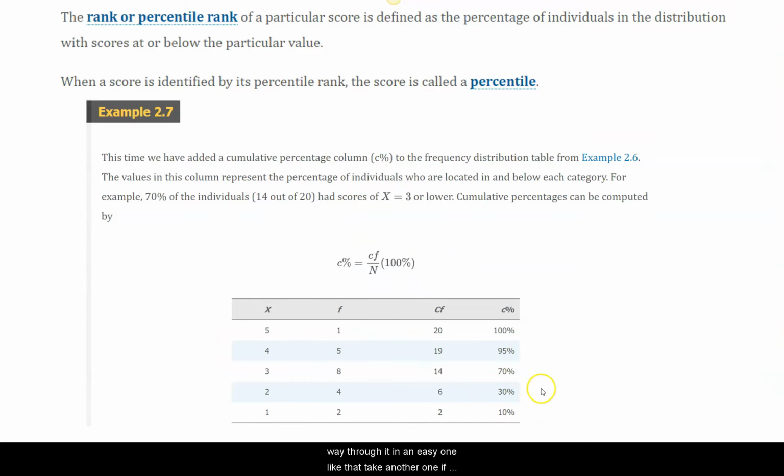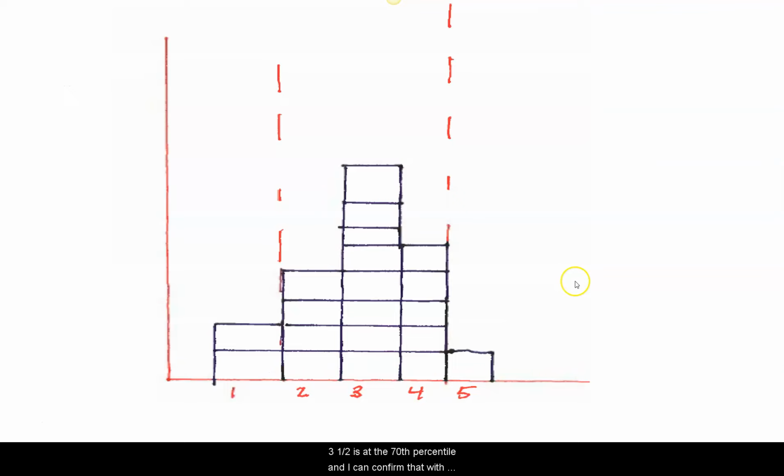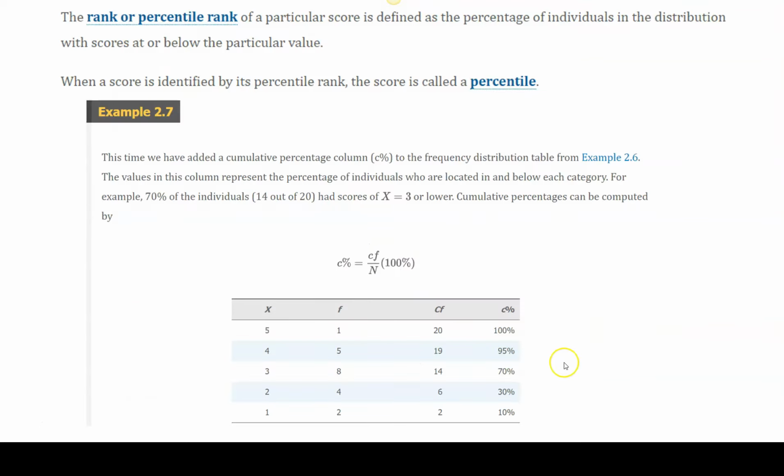Take another one if you'll indulge me. What score would be, say, at the 50th percentile? I see that 2.5 is at the 30th. 3.5 is at the 70th percentile, and I can confirm that with these crude-looking boxes. 3.5 at the 70th percentile. 2.5 at the 30th. Is there something that would be exactly at the 50th percentile? Sure. And with 20 boxes, that'd be 10 boxes. So what's halfway between 30 and 70 is 50. What's halfway between 2.5 and 3.5?